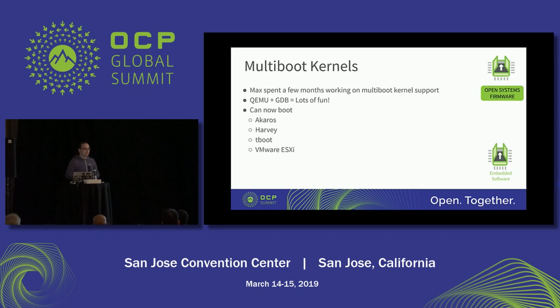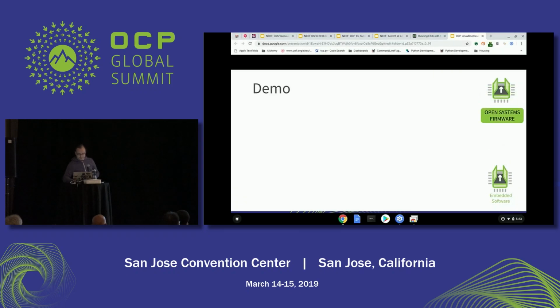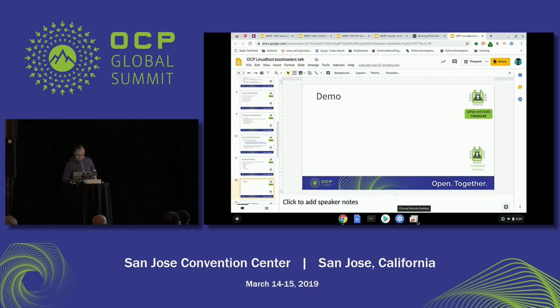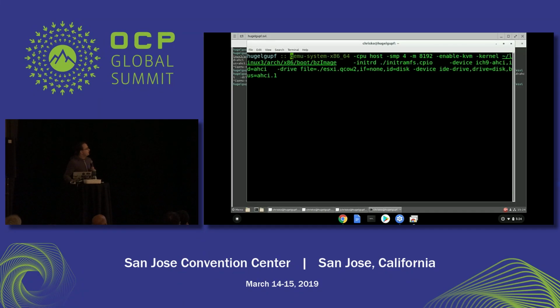We started booting a bunch of experimental operating systems because they're open source and easier to wrangle than other things. So we've tested Akaros and Harvey. People at Facebook have used this code to boot Linux kernels with tboot. And we've also actually tested ESXi. And I'm going to show you that for a second. So yeah, it's maybe kind of silly to boot ESXi in QEMU, but it's the best I can do for a conference right now.